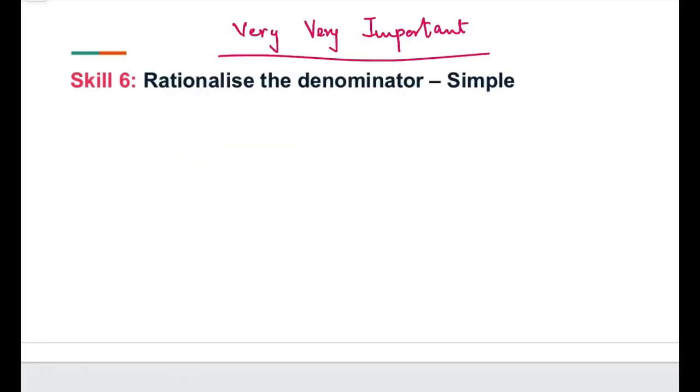Hi guys, so this is skill 6 in the Surds series, or part 6 in the Surds series. In this video we are going to cover two skills: rationalizing the denominator, simple questions and difficult questions. It is a very important skill for exams. These are the questions that usually turn up in the exam. Rationalizing the denominator means you need to get rid of surds from the denominator.